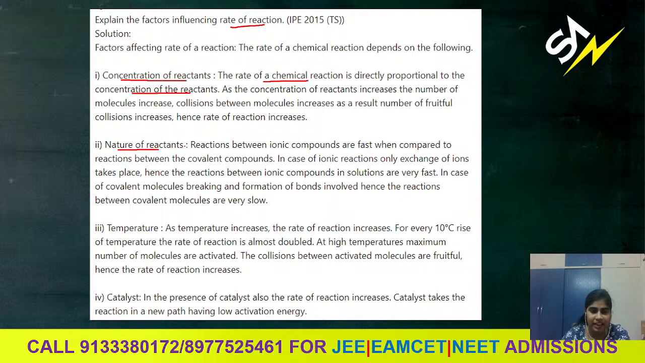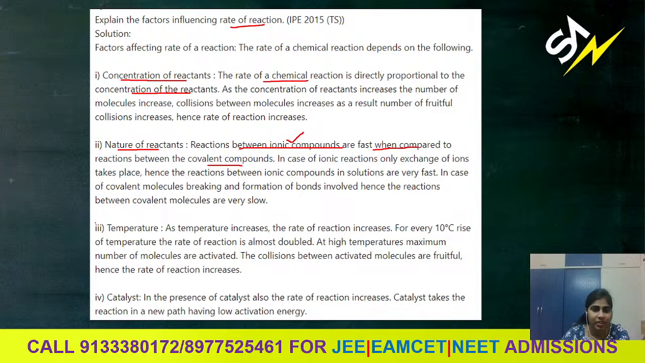And next is nature of reactants, that is, reactions between ionic compounds are fast when compared to reactions between covalent compounds. This nature of the reactants is also very important. The main point is ionic compounds are very reactive compared to covalent compounds. And why do ionic compounds take part in the rate of reaction very easily? Because there is easy bond breaking and bond formation when compared to covalent bonds.